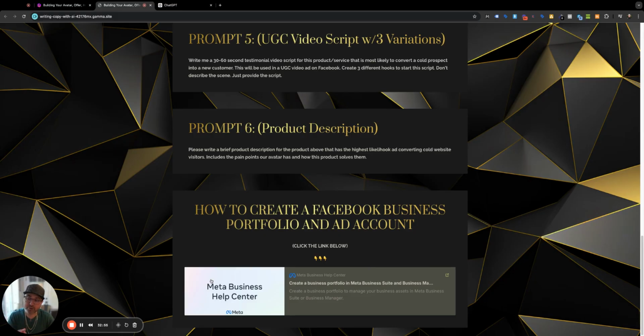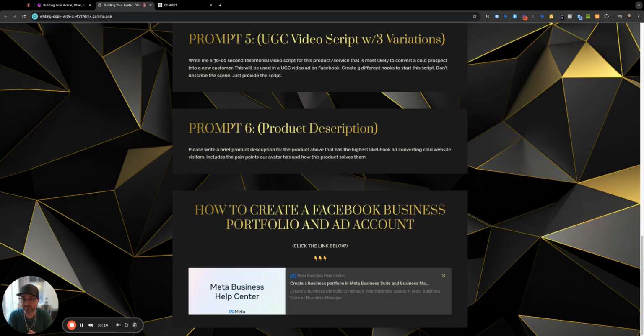And the reason that I'm putting this here instead of putting it in a video is because this process changes all the time. I would say every 3 or 4 months, they're changing their process. Sometimes it'll go 6 months, but usually it's every few months. They're changing the exact process of how to create a business portfolio and ad account.